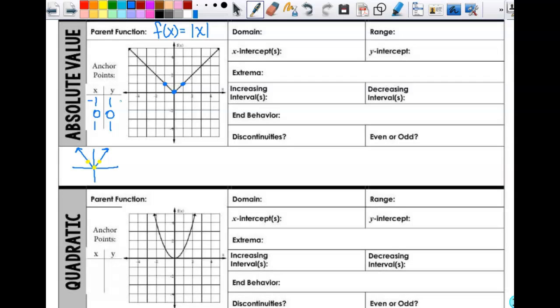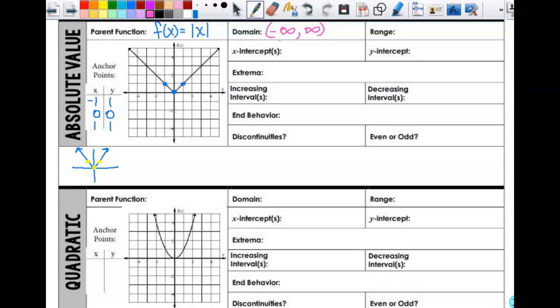So what do we think the domain is here? What's the smallest x value? Negative infinity. My x values, yeah, negative infinity. And I go to infinity. What's my smallest y value? 0. And then it's going to continue to infinity.